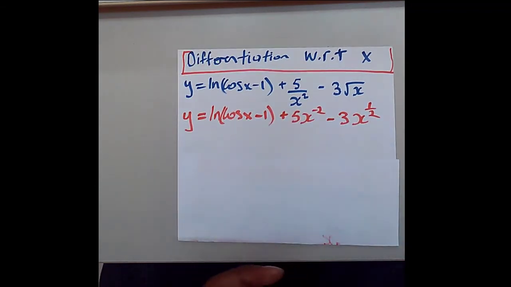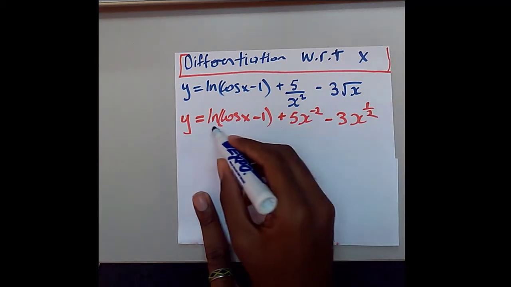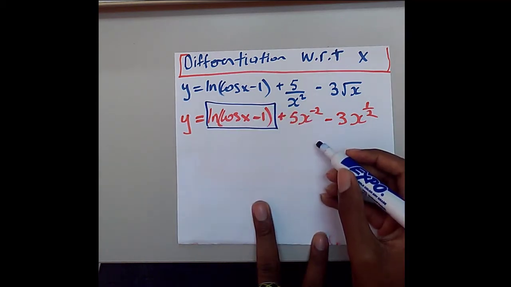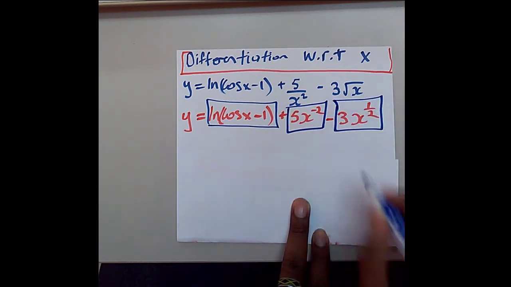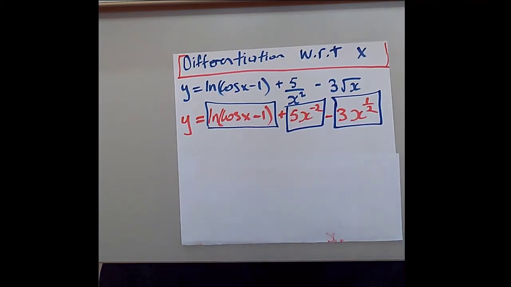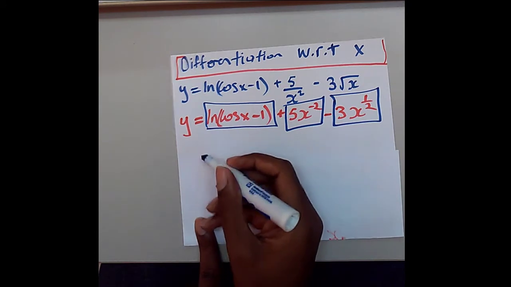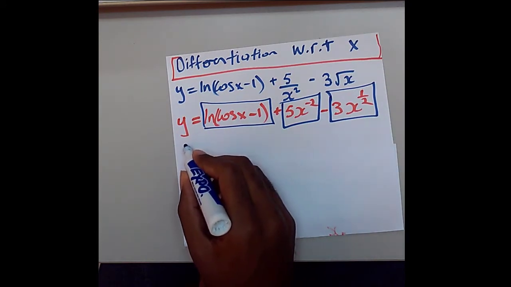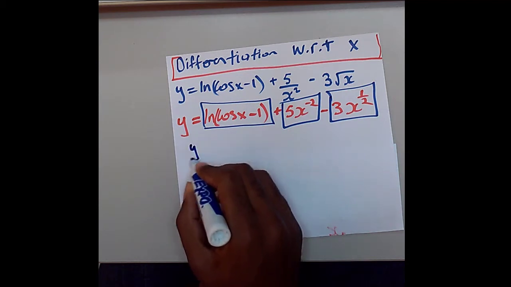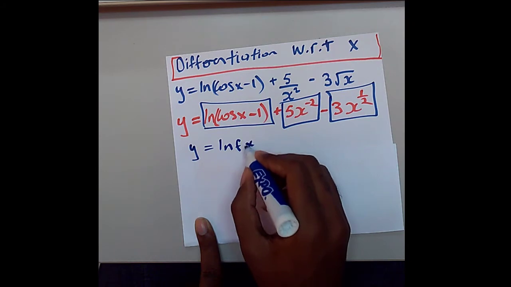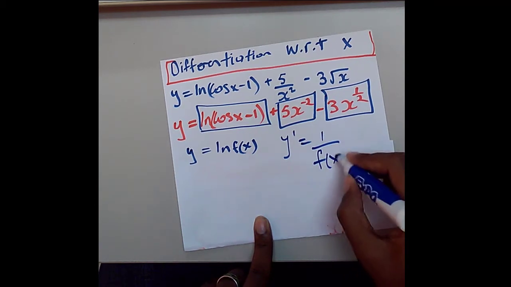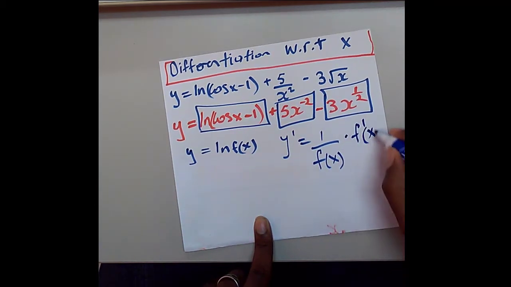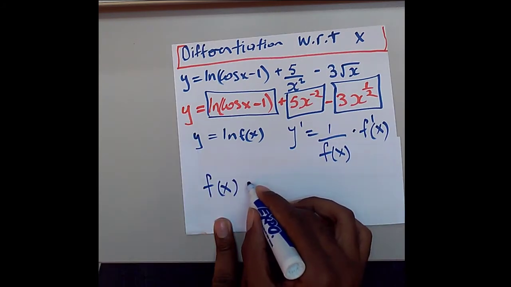If we recognize the differential of our ln function right there, the power rule right there, and the power rule again. The differential of our ln function says that if we have some function, say y is equal to ln f of x, then y prime is equal to 1 over f of x times the differential of f of x, provided f of x should not look something like this.